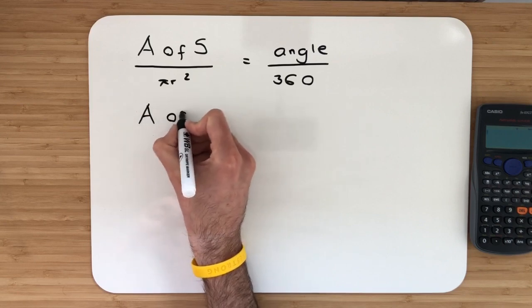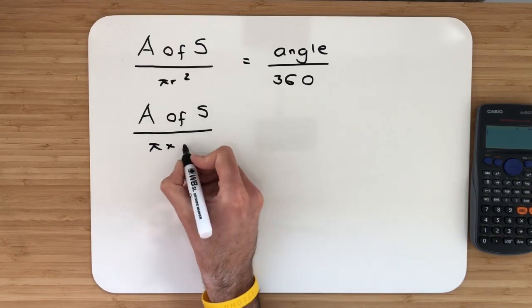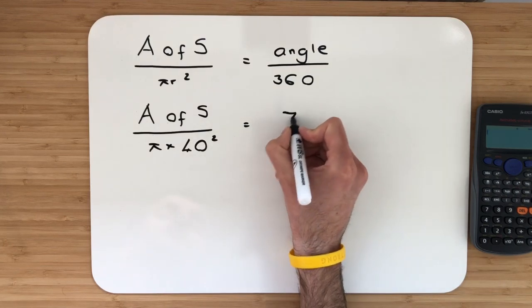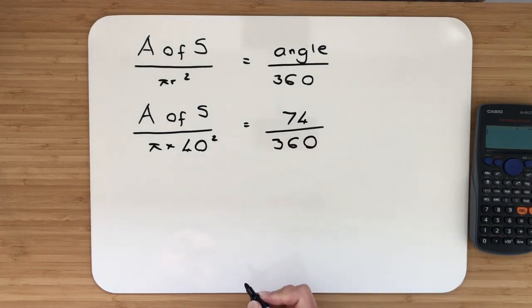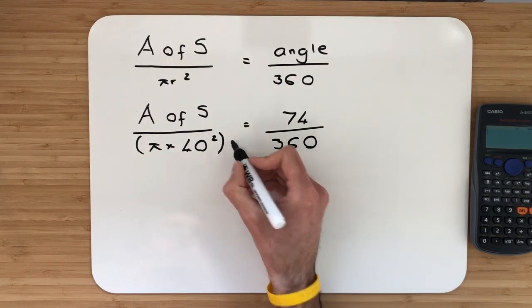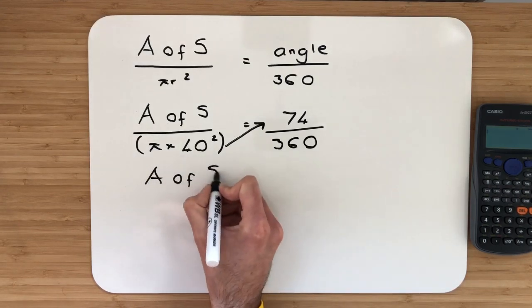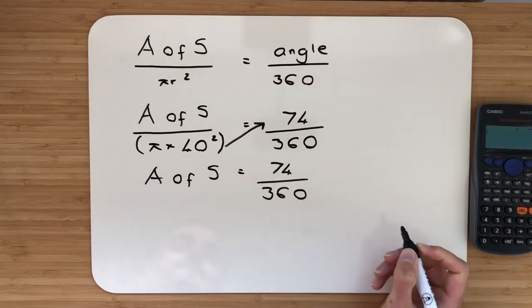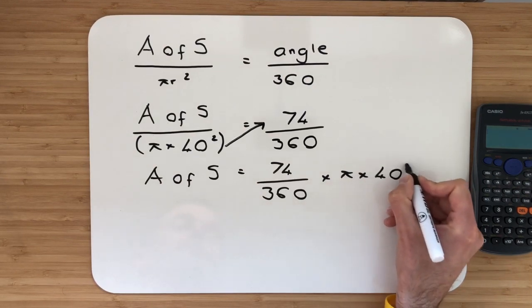We've got A of S over pi multiplied by a radius, which we were given as 40 squared. That is equal to the angle, which is 74, divided by the full circle, which we know is 360. Just as with our previous examples, down the bottom of this fraction, it must be dividing, so the opposite operation from dividing is multiplying. I'm going to draw in my arrow. So I've got A of S is equal to 74 over 360 multiplied by pi multiplied by 40 squared.